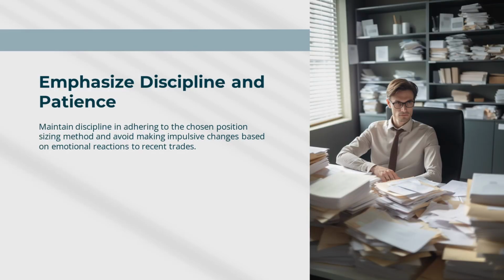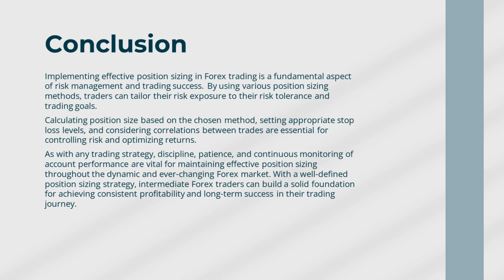Emphasize discipline and patience. Maintain discipline in adhering to the chosen position sizing method and avoid making impulsive changes based on emotional reactions to recent trades. Conclusion. Implementing effective position sizing in Forex trading is a fundamental aspect of risk management and trading success. By using various position sizing methods, traders can tailor their risk exposure to their risk tolerance and trading goals. Calculating position size based on the chosen method, setting appropriate stop-loss levels, and considering correlations between trades are essential for controlling risk and optimizing returns.